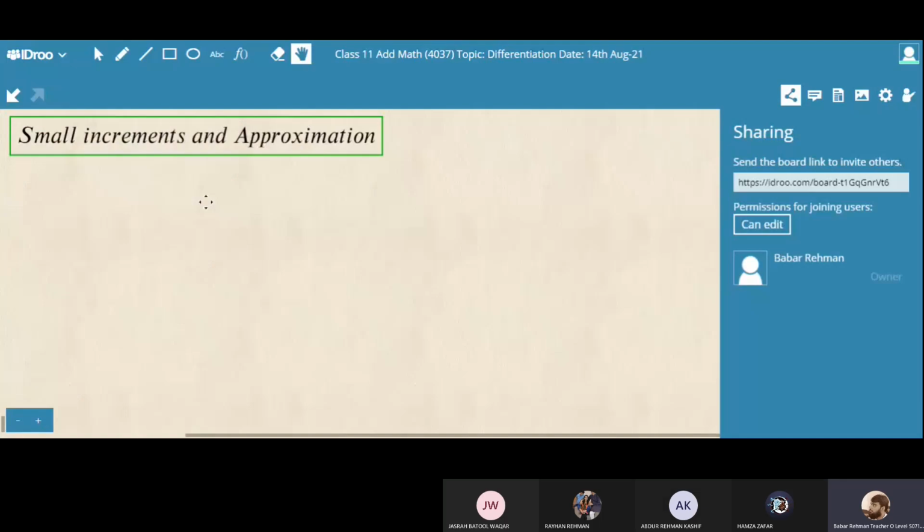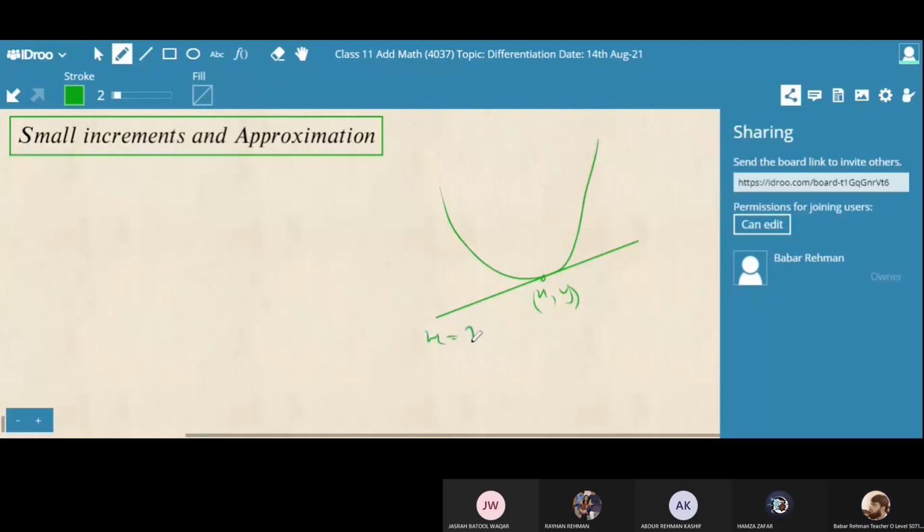It means when we increase our x to a small x. For example, there is a curve and you are finding the derivative at this point. For example, this is (x, y), and you have got some derivative. For example, the gradient is 2.